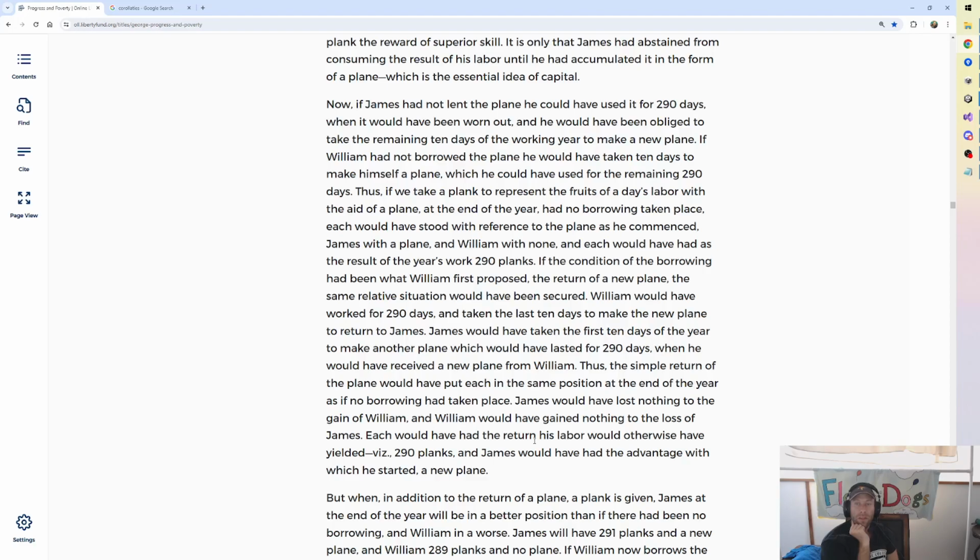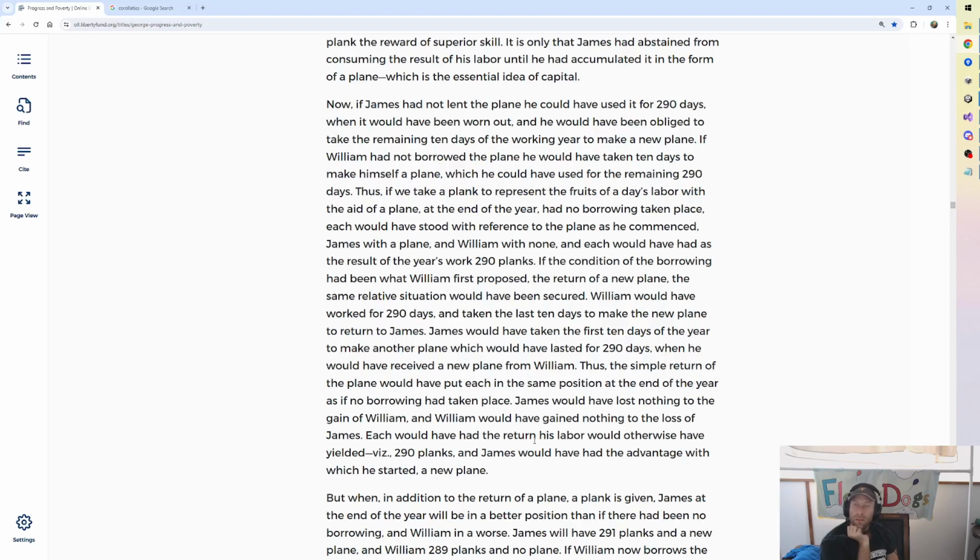If the condition of the borrowing had been what William first proposed, the return of a new plane, the same relative situation would have been secured. William would have worked for 290 days and taken the last 10 days to make the new plane to return to James. James would have taken the first 10 days of the year to make another plane, which would have lasted for 290 days, when he would have received a new plane from William.